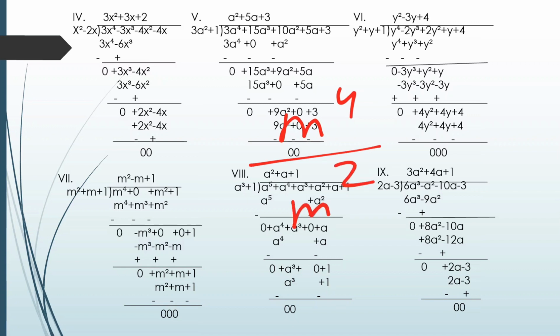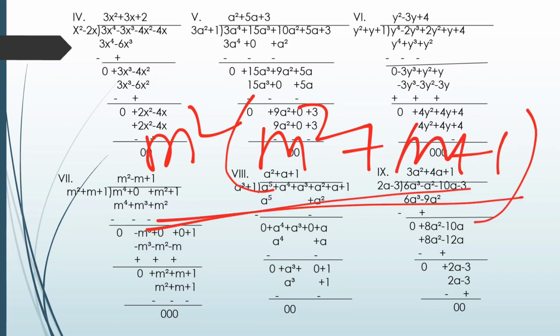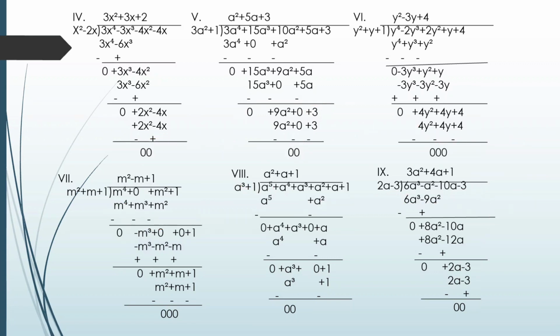Now what you have to do? What is the remaining? m square. So here we have taken m square. Now m square multiply m square plus m plus 1. Here you can see there is no cube term, so this will be the remaining term, that is m to the power 4, m cube, m square. This will be cancelled out. The remaining one is minus m cube plus 1.